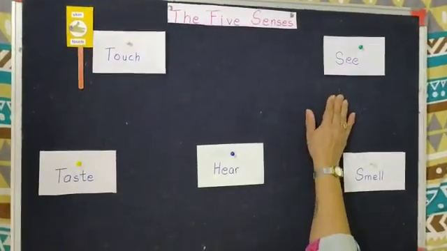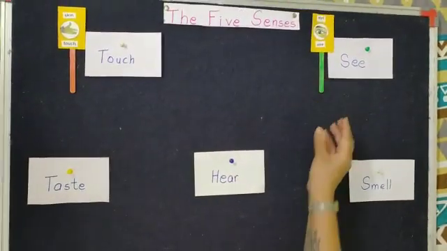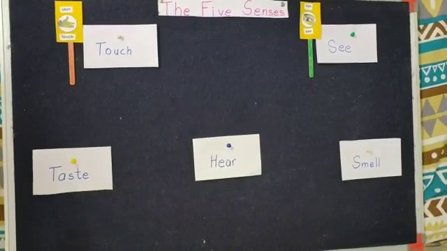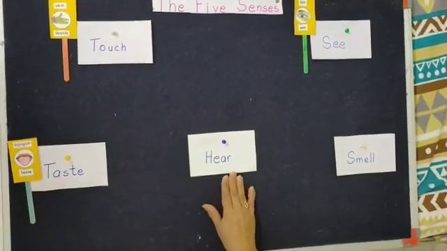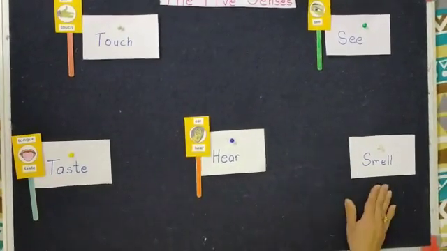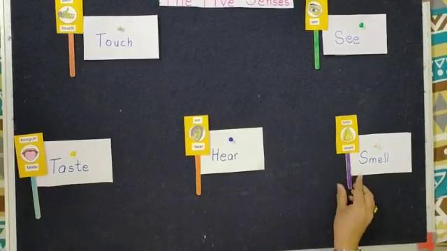Your next sense organ is see. We see with our eyes. Very good. Next sense organ is taste. We taste with our tongue. Next is hear. We hear with our ears. And the last sense organ is smell. We smell with our nose.